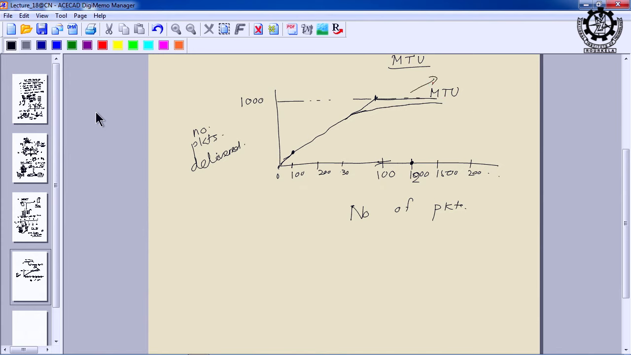If this is the ideal case, we say this is a desirable case or an average case. But the practical case or the worst case scenario is, if you go on increasing the number of packets, after some time your number of packet deliveries goes on reducing, and at one point it is almost null. So in this scenario we say there occurs a problem in the network which is termed as congestion.